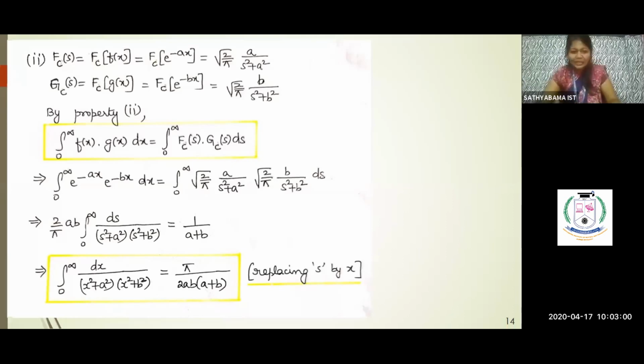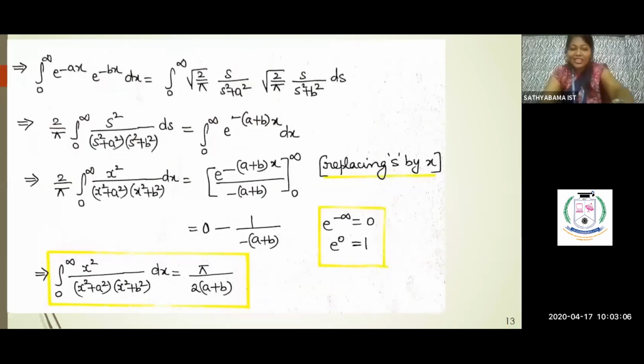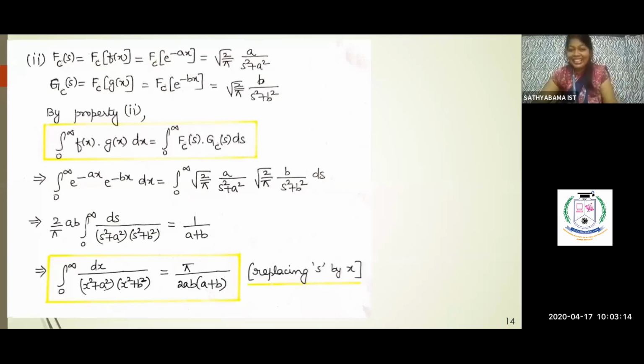Now equal to, how did I get 1 by (a plus b) straight away? Because already I found it in the previous case. You remember? For the previous subdivision, I found the value of the left hand side integral. I found it to be 1 by (a plus b). So I'm simply writing it straight away. I don't have to evaluate it again. Don't waste time. Simply take it from there, 1 by (a plus b). So integral 0 to infinity dx divided by (x square plus a square) into (x square plus b square) is what you want, right?